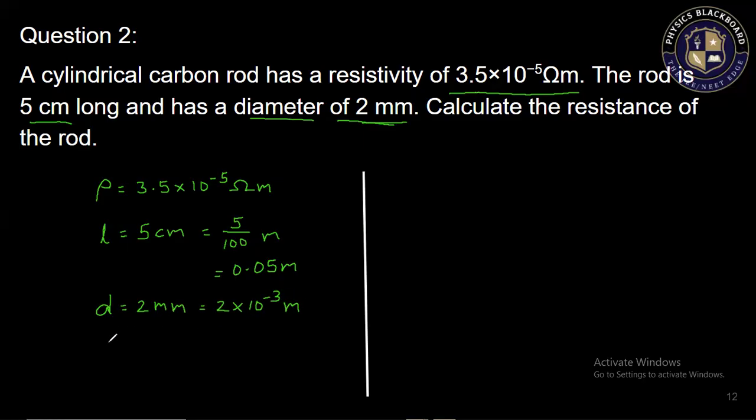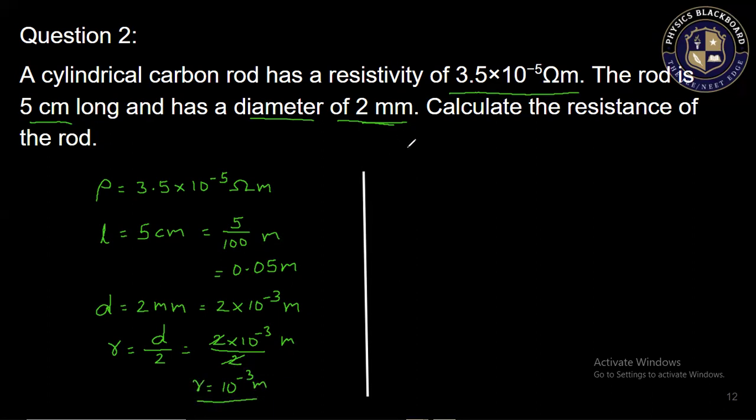But we need r here. r is equal to d by 2. Radius is equal to half the diameter. So 2 into 10 power minus 3 meter by 2. The 2s cancel. So finally, the radius is 10 power minus 3 meters.